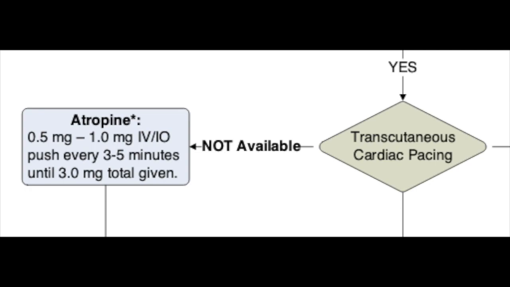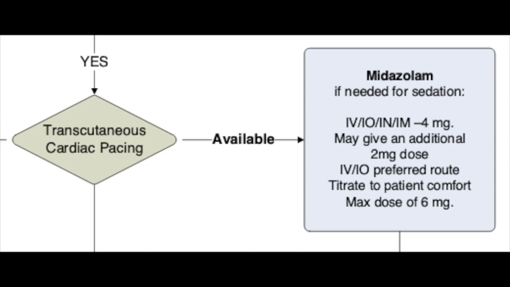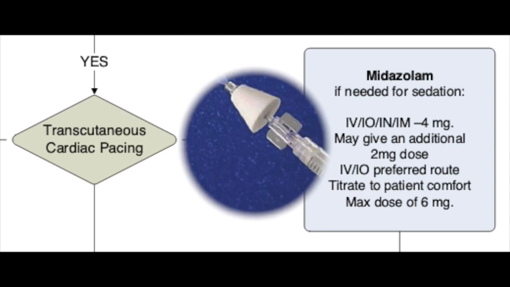Now, after you've done that, what happens if they're persistently symptomatic? If you're pacing them, then you adjust the pacing. If you've only given them atropine, that's when you institute pacing. And remember that when you're going to pace somebody with this, it hurts and it causes anxiety. So you're going to need to use midazolam if you need it for sedation.